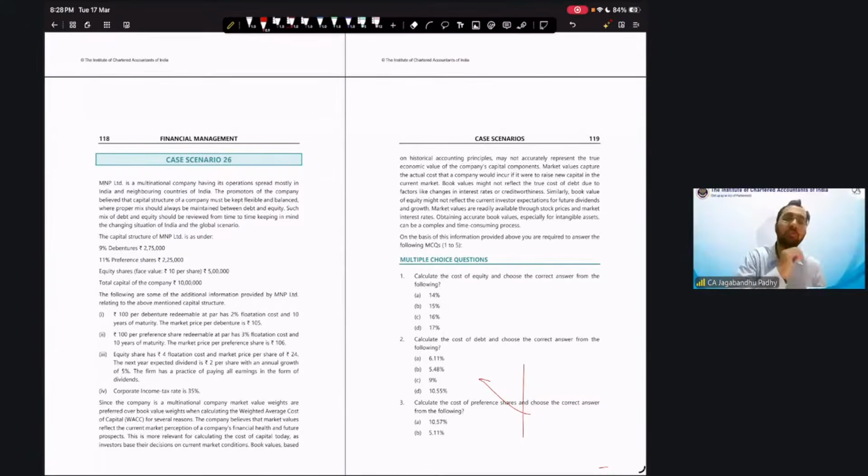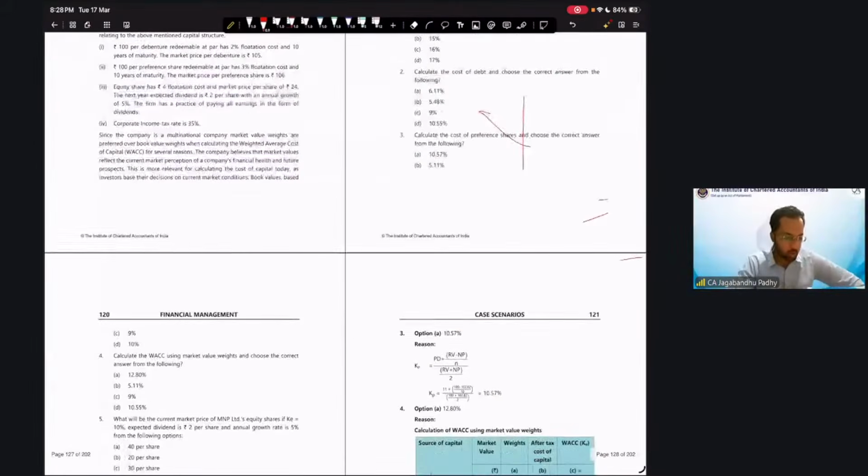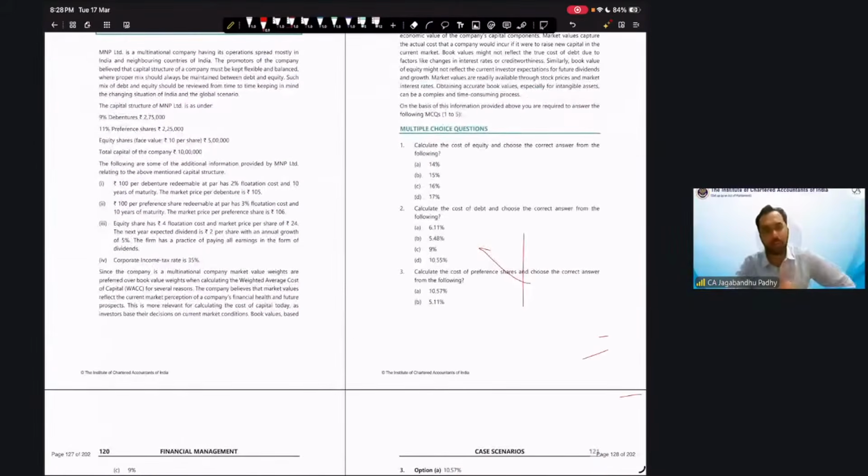Because then the question should be asking you what should be the cost of preference shares. Like, okay, if you have the new prices, you can use the new prices anyways.